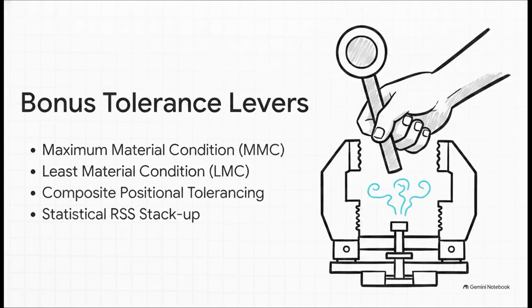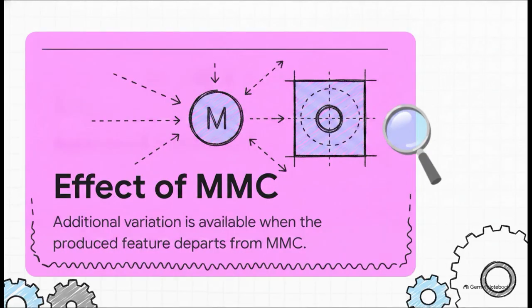Instead of just defaulting to a rigid, regardless of feature size requirement, top engineers use these levers to give the shop floor maximum breathing room. Let's look really closely at Section 5.9.4, covering the effect of MMC. By applying a maximum material condition modifier, that little M in the circle, the standard intentionally gives you additional allowable variation as the feature departs from its maximum material limit. So if your hole is drilled larger than its smallest allowable size, but still within size limits, you get bonus positional tolerance. It's amazing. You are basically giving the machinist free leeway precisely when the assembly conditions allow for it.